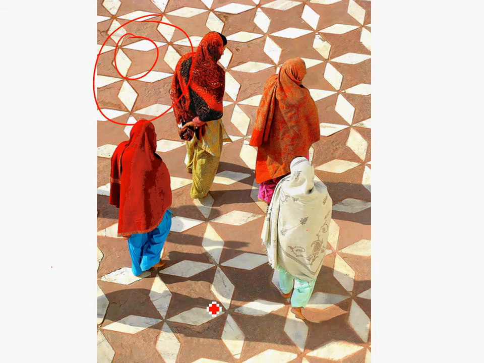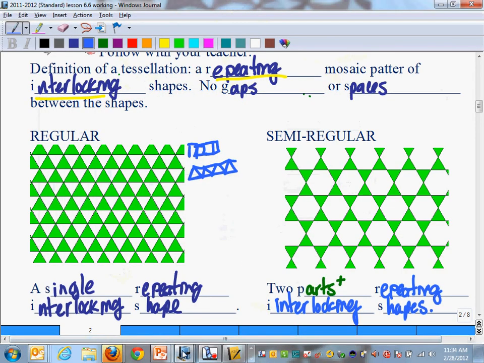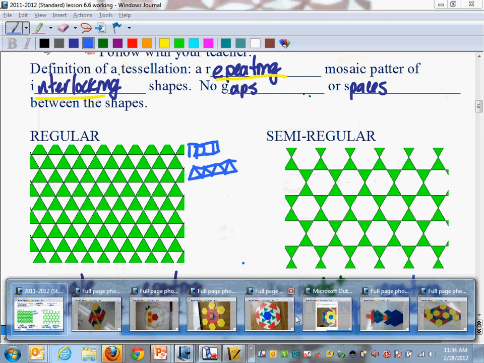What about this one here? I didn't take that picture. You're going back there? I went there this summer. What about this? Semi or regular?